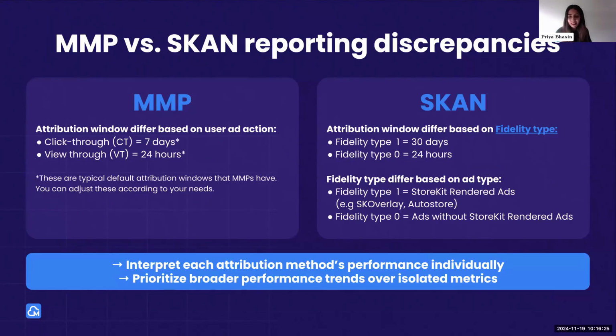In this privacy era, it makes more sense to interpret each attribution method's performance individually and prioritize the broader performance trend over isolated metrics. This approach helps in understanding overall campaign effectiveness without getting caught up in differences between attribution models.